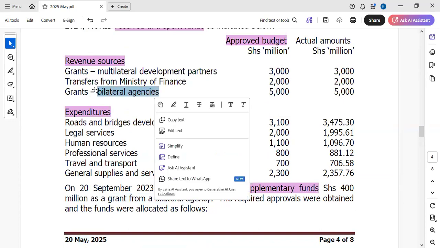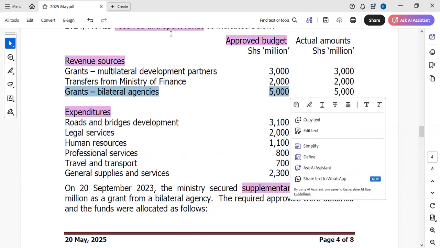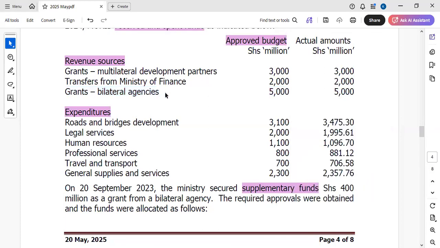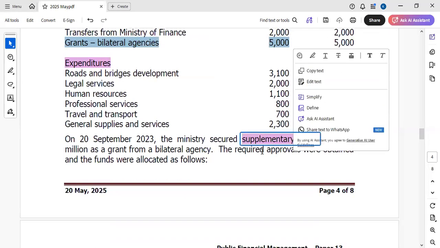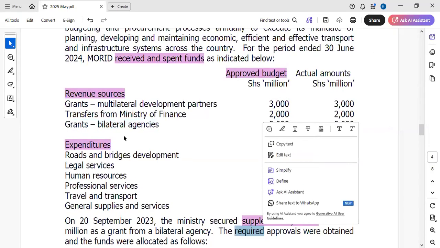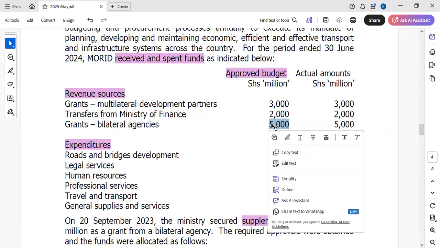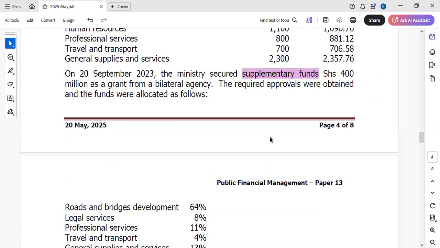Remember, you had a revenue source item as what? Bilateral agents. Initially, we had grants. We had money in our budget at the start of the year that was approved by the relevant authorities. Initially, we had that in our budget. But during the year, we received supplementary funds. So there will be adjustment of this. This money will increase. Our revenue will increase.